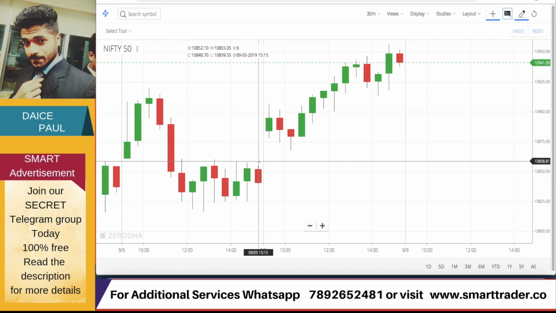Now I'll tell you what happened for a few people. For example, the market opened gap up. You see this is the close price and this is the open price, and you see a gap over here. So there is a gap between these two candles. Whenever there is a gap between the candles, there is a different way of handling it.